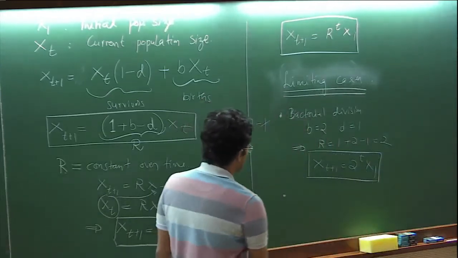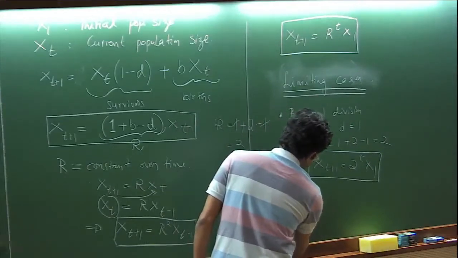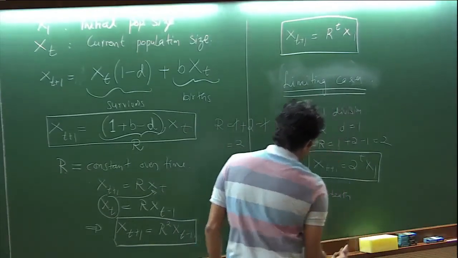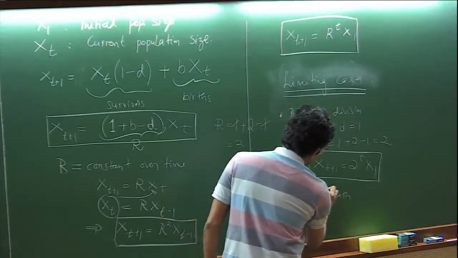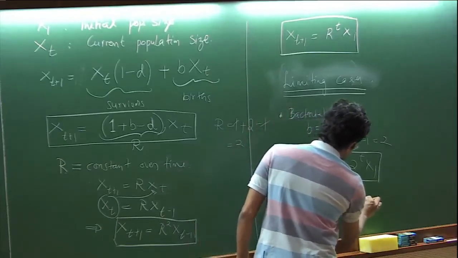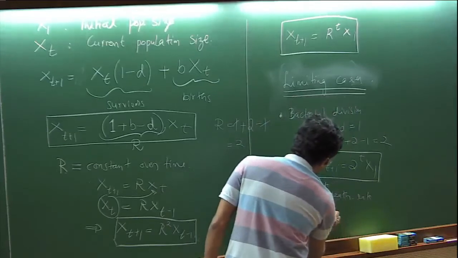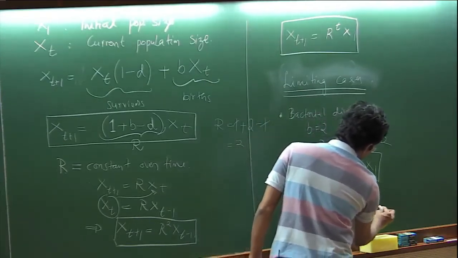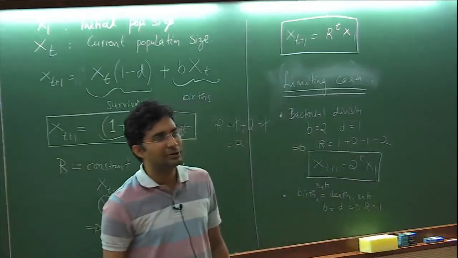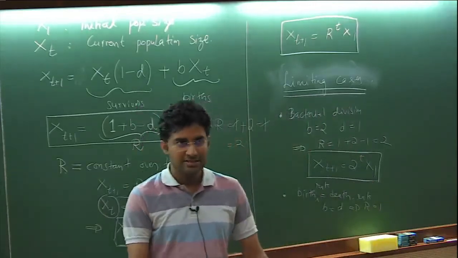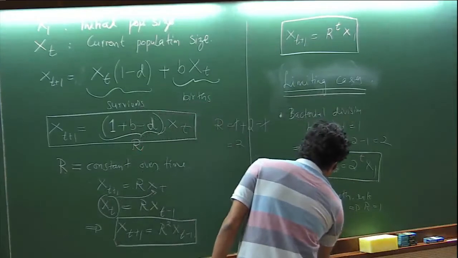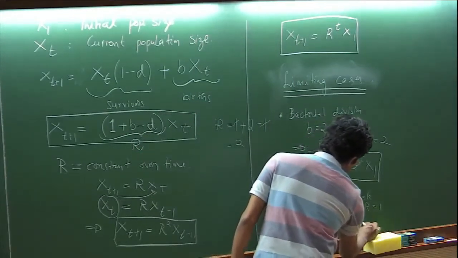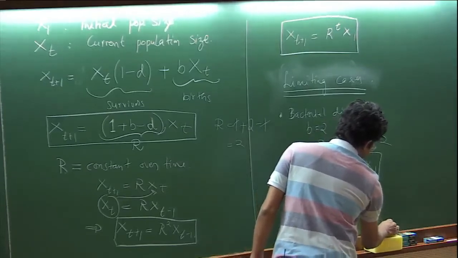And maybe another case is births. Birth rate is equal to death rate. That would mean that B is equal to D. This implies R is equal to 1, right? When births are equal to deaths, the population must not change. And indeed, x power t plus 1 will be 1 power t times xt. That is same as xt.